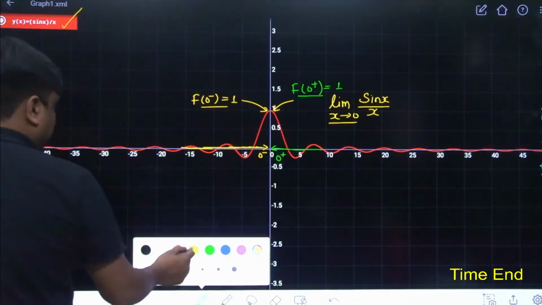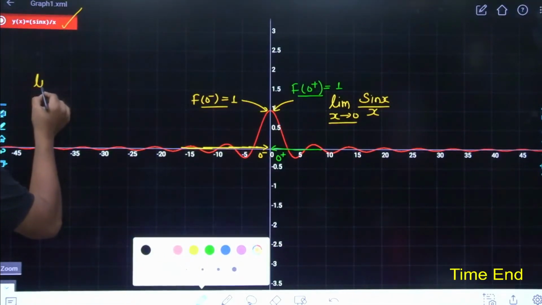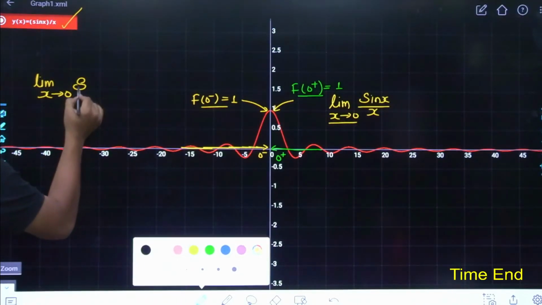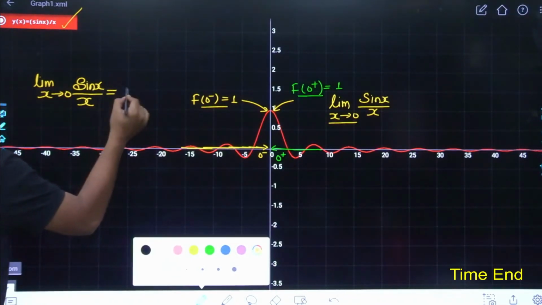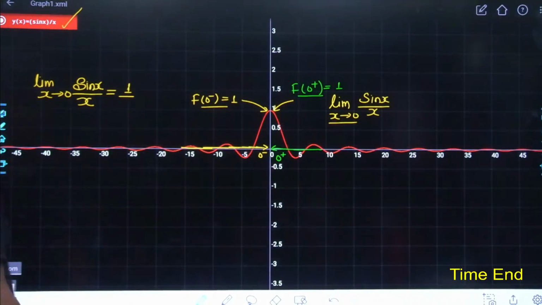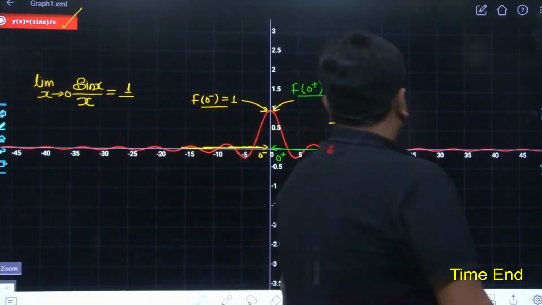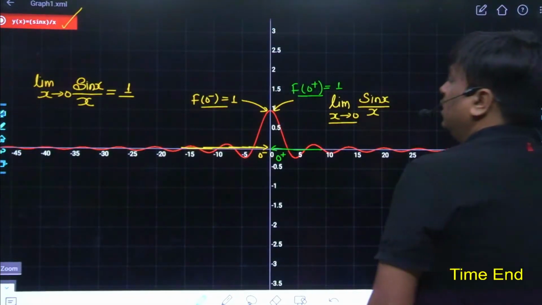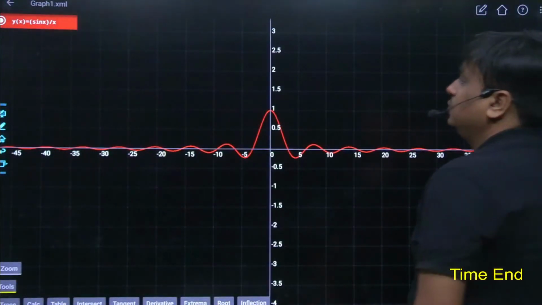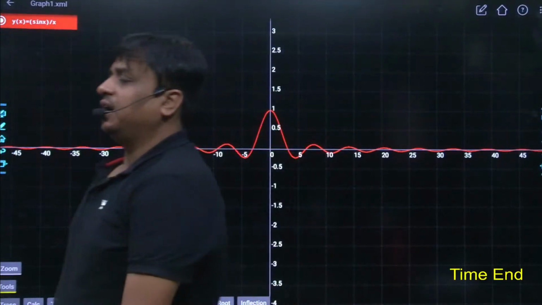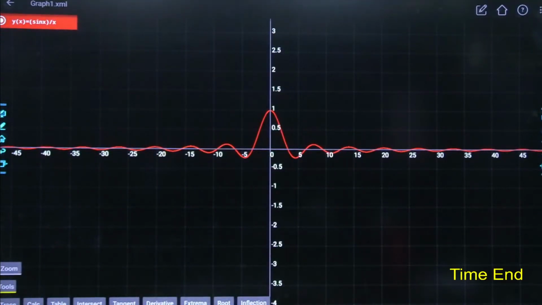So what I have been telling here is that the limit as x tends to 0 of sine x over x is 1. So probably this concept must be clear to all of us. Agreed, no? I don't think any of the students would have any kind of doubt, at least at this moment.